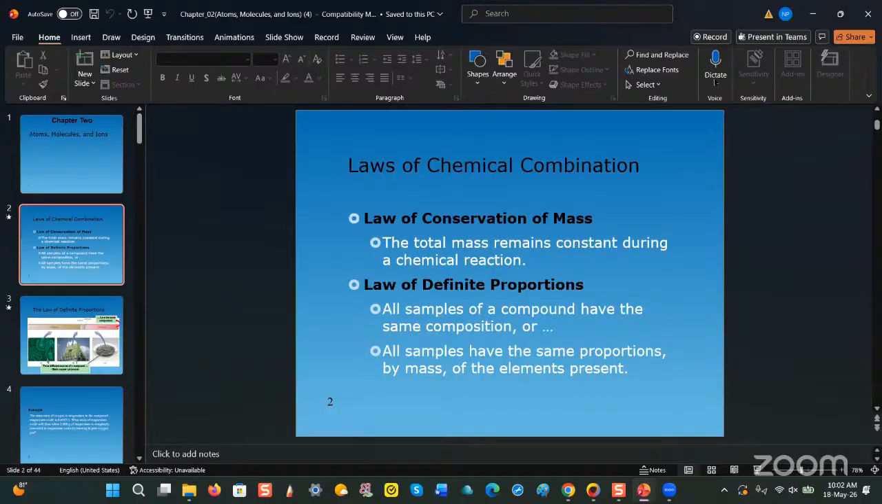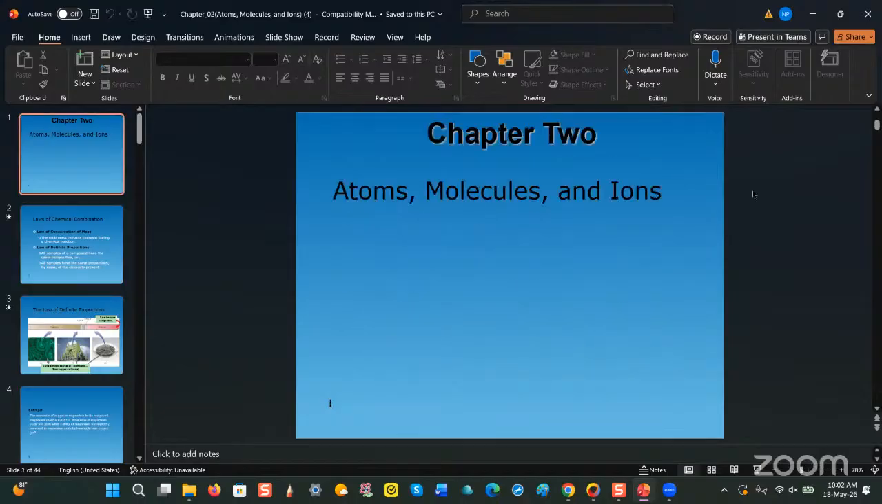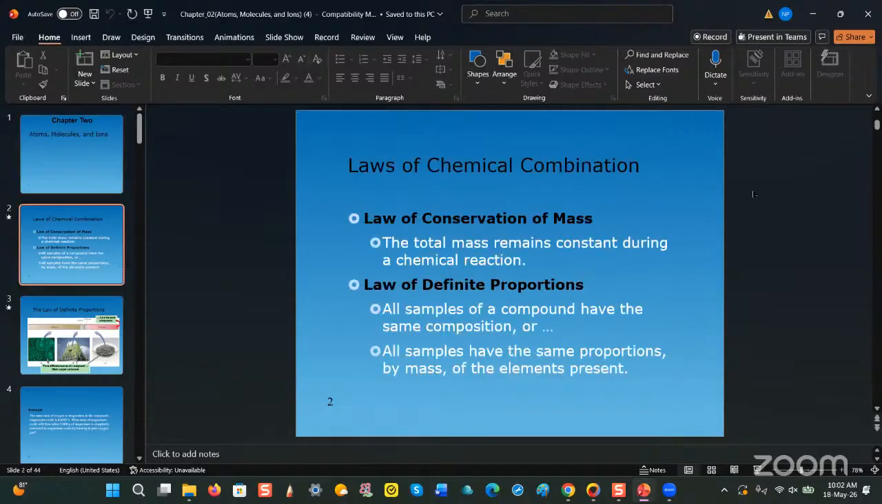All right, so let's see. I don't think we started chapter 2. So that's what we're going to talk about now. The first thing we're going to discuss in chapter 2 are some laws as they relate to chemical reaction combinations and so on.